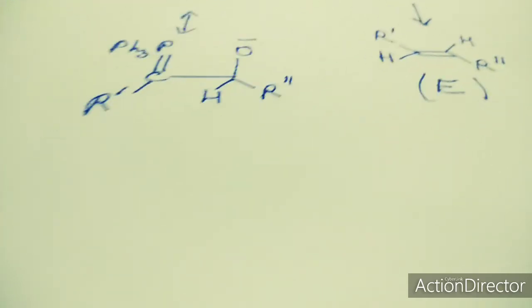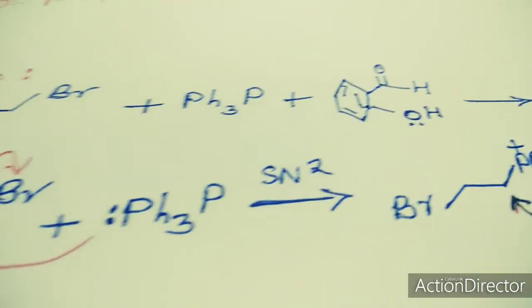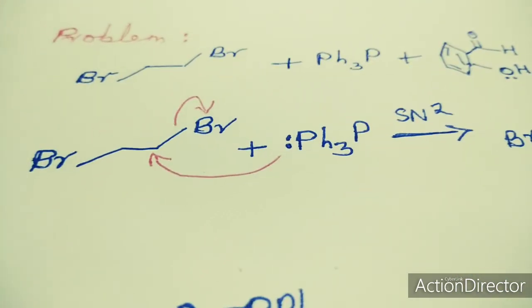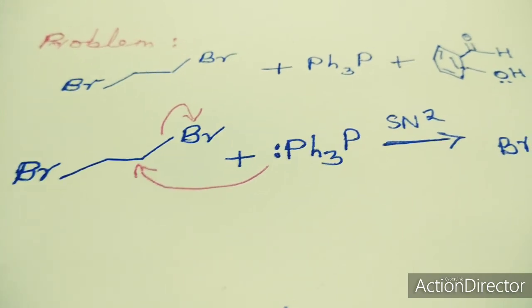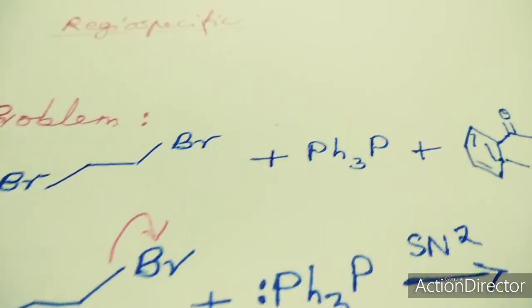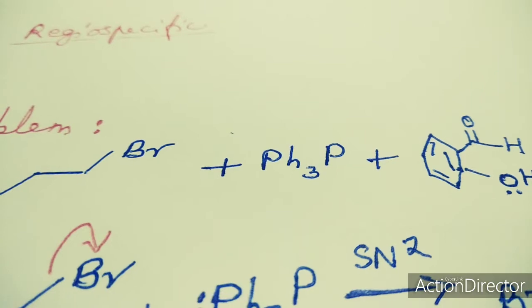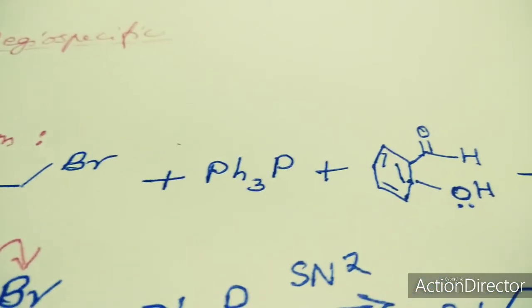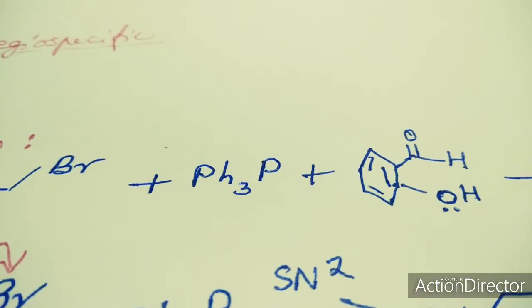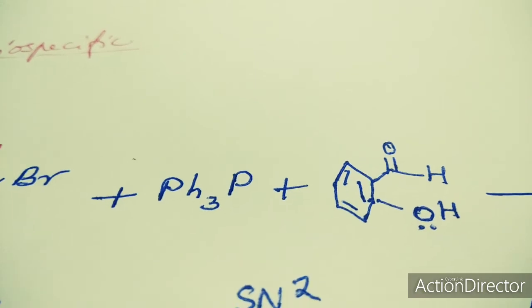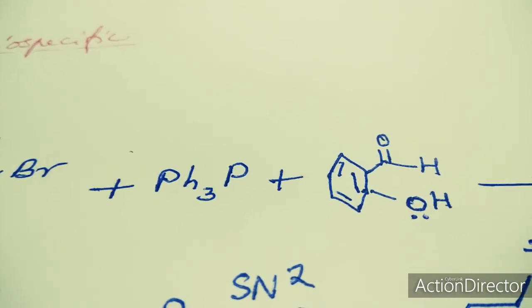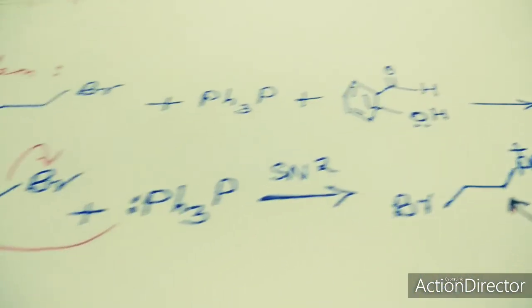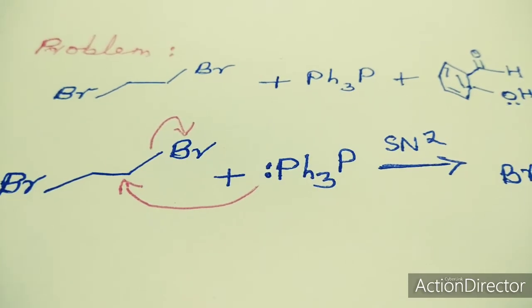Now let us see one problem pertaining to this, which is an interesting problem, where this is made to react with triphenylphosphine. It is a Wittig type of reaction, and this then further reacts with salicylaldehyde. So what will be the product? Let's see what happens.